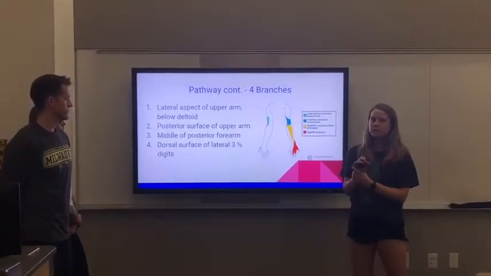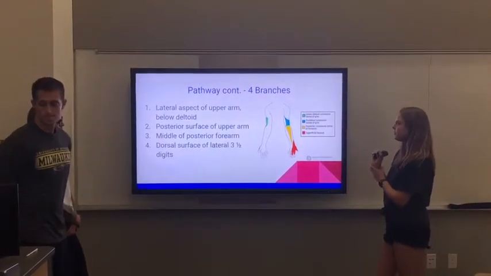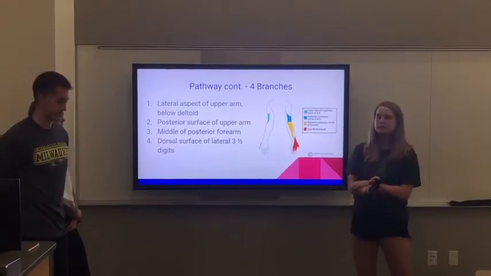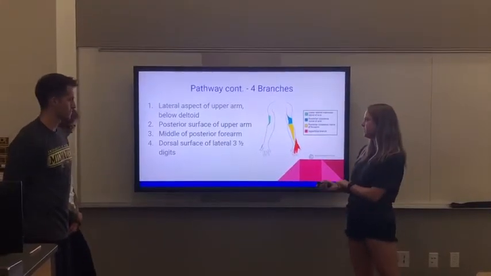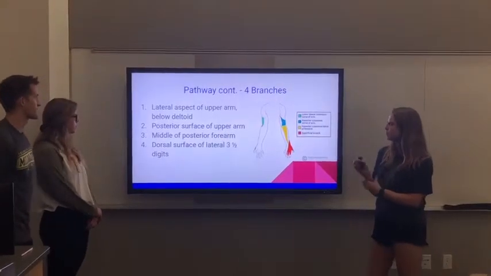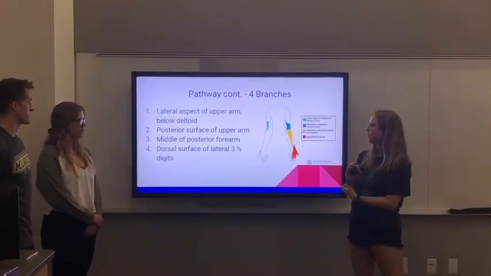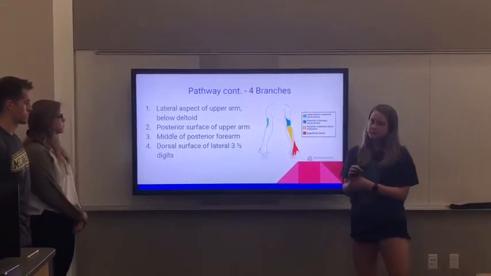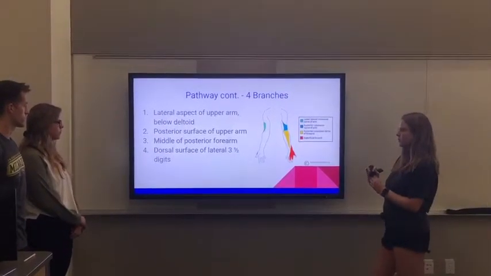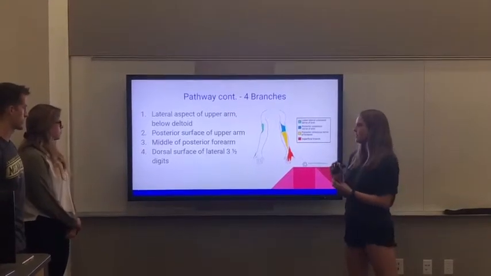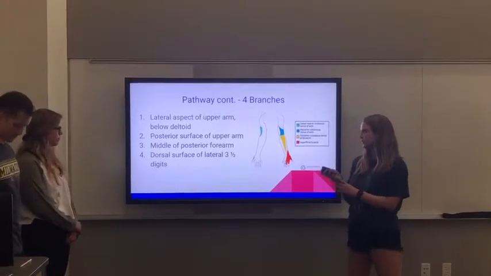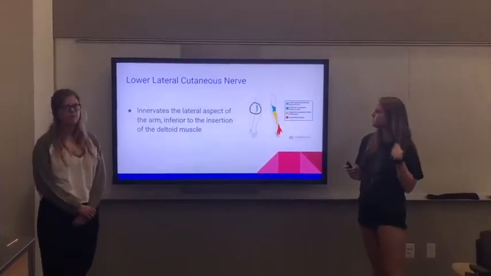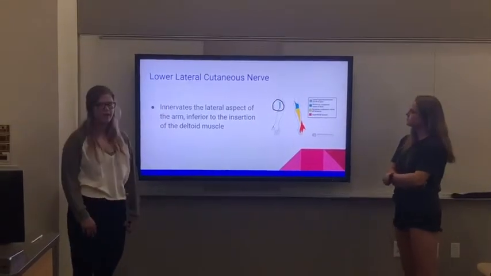There's also 4 branches that come off of this nerve that innervate the cutaneous area of the forearm, so the skin, and sends sensory information to the brain. The first branches off into the lateral aspect of the upper arm below the deltoid. The second branches into the posterior surface of the upper arm. The third into the middle of the posterior forearm, and the fourth branches to the dorsal surface of the lateral 3.5 digits.